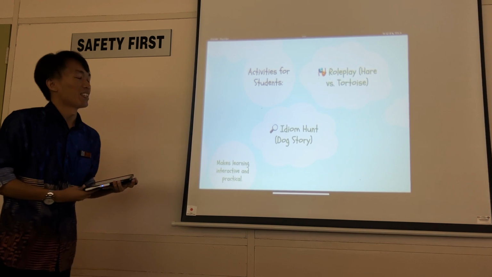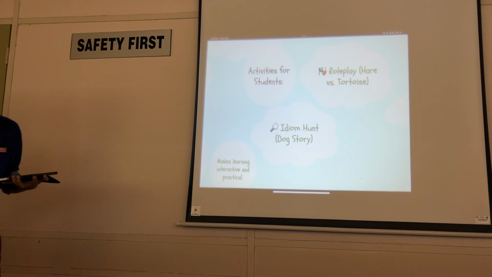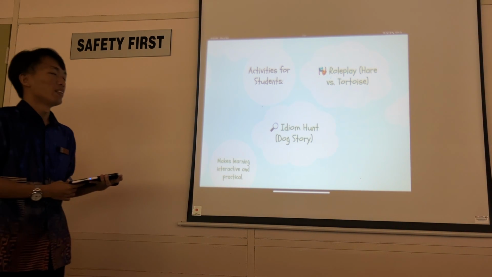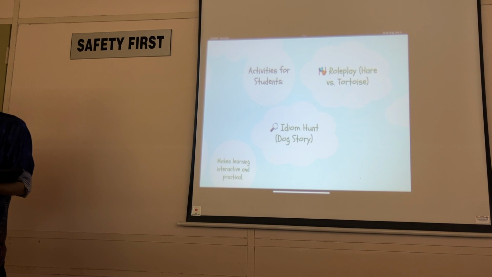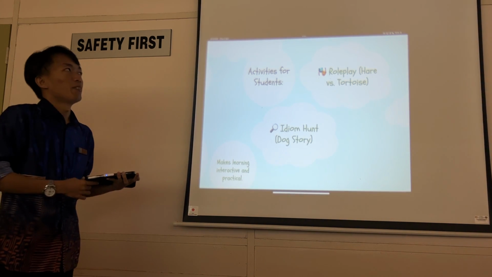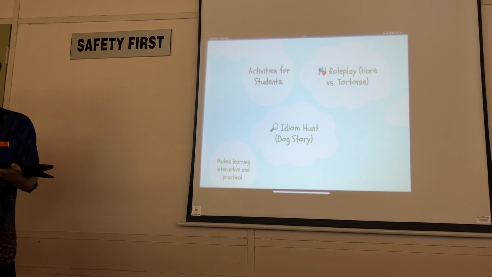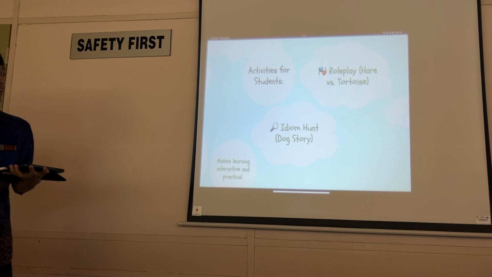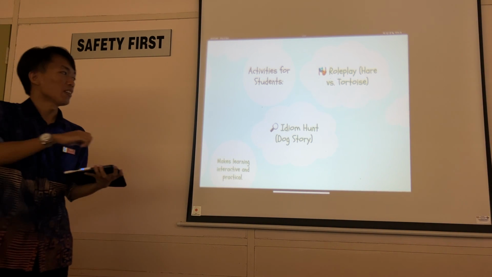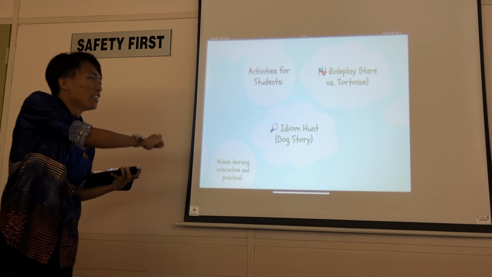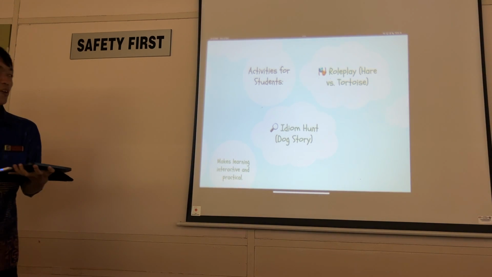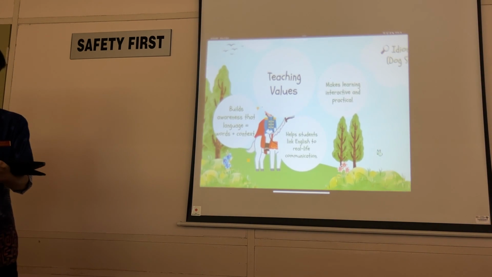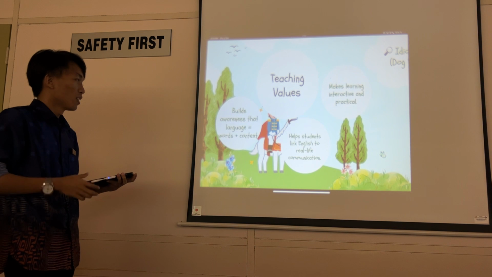And for the second activity, we choose it for the second story. It is the idiom hunt. So basically, when you have the idiom in the dog story, which is don't be greedy, we as teachers should also provide materials with more idioms that bring the same meaning as the idiom we have in the story, which for now is don't be greedy. And then okay, so we have the teaching values of this activity.